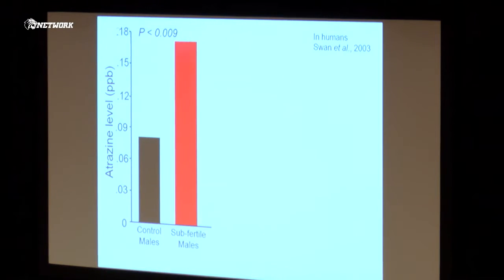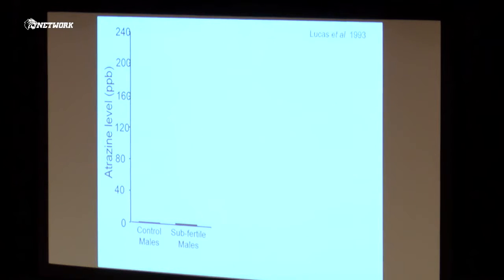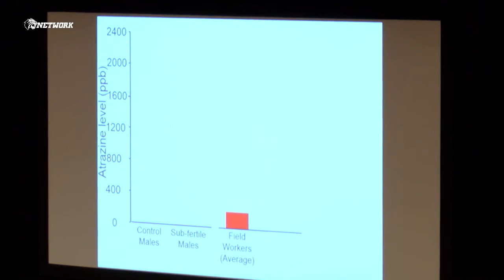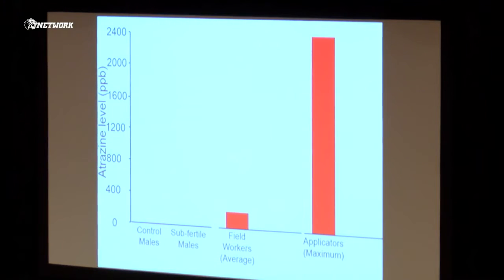What's more is, and watch, I squashed the data down, and it's still there, because here's levels from another study of men in California who work in fields, and I'm going to squash it down again, because here's levels of atrazine in men who apply it. 2,400 parts per billion. 2,400 parts, that's 24,000 times higher than what we know is associated with low fertility in men in Columbia, Missouri. That's 24,000 times higher than what we're using to chemically castrate frogs and fish in the laboratory.